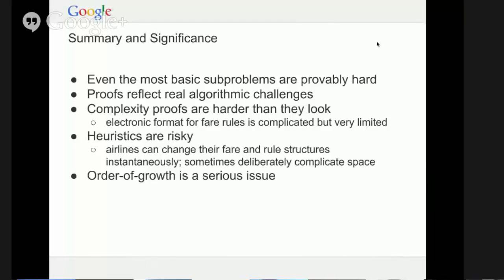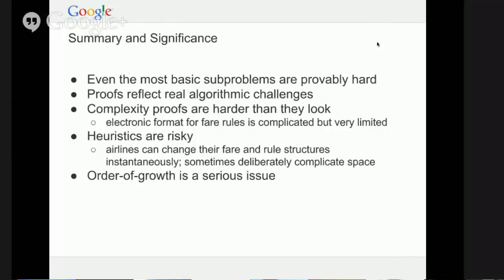The complexity proofs are much harder than they look, because the electronic format in which these fare rules are defined is very complicated, but also very limited. So proving that these kinds of behaviors are actually possible is not very easy to see. I just gave you a very informal, intuitive explanation for why these results are true, but the actual formal proofs are hard.